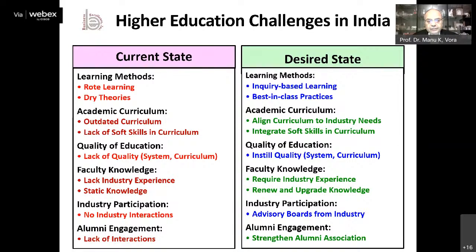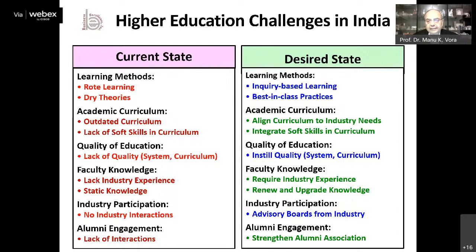We do not have much industry interactions at the institute level, and that needs to change by bringing people from the industry to join the advisory boards at the department level, at the institute level. And one of the most critical components for the success of any organization, education institute, is alumni engagement. And unfortunately, in India, we do not value the alumni.